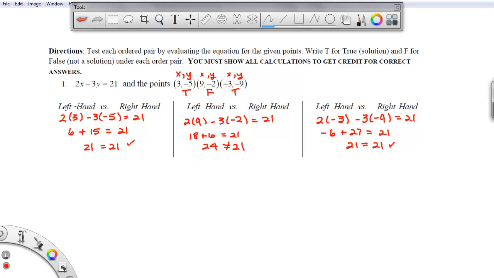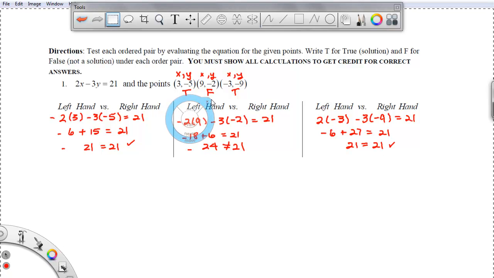So when you do these problems, make sure you show me the baby steps through here. I want to see those 3 lines. There's your substitution, your simplification, and then your final statement. And then you go ahead and tell me what you end up with up at the top, writing true or false below each ordered pair.